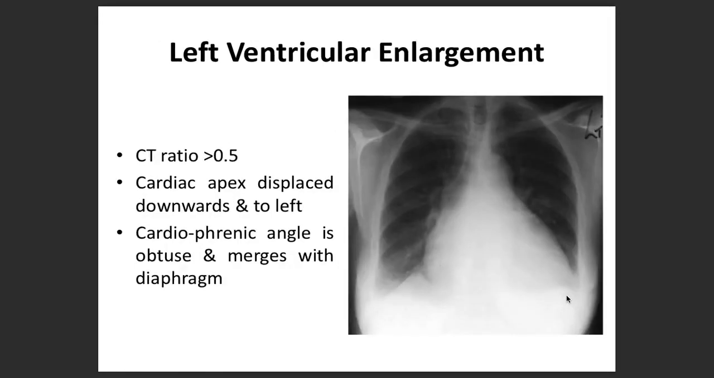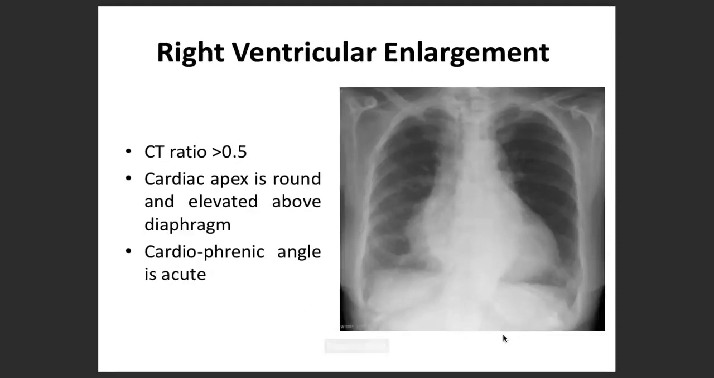So what is the difference for the left ventricular enlargement? Similarly, CT ratio is of course increased. The cardiac apex is displaced downwards and to the left as well. And the cardiophrenic angle is obtuse, and in fact it tends to merge with the diaphragm itself. So did you notice the difference? Only if the RV enlargement is there, the cardiophrenic angle is acute in fact.